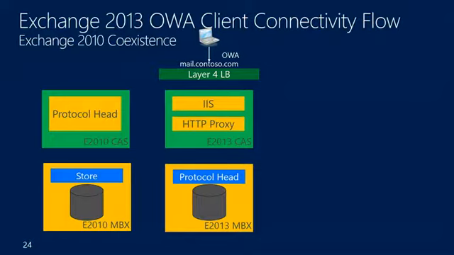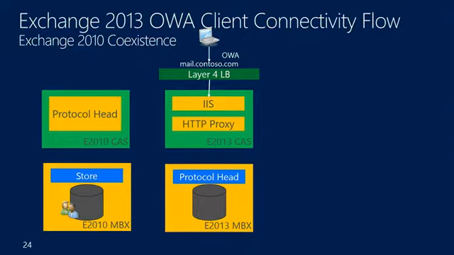The load balancer will pass the traffic to the 2013 CAS. At this point, we're talking to IIS. IIS will then authenticate the user. And once the user is authenticated, Exchange will do two lookups. First, it will look in Active Directory to find out what version this user's mailbox is. And if it's running on Exchange 2010 or 2007, it will do a second lookup within Active Manager to find out where this mailbox is located.